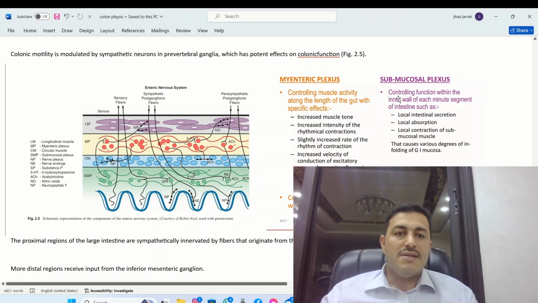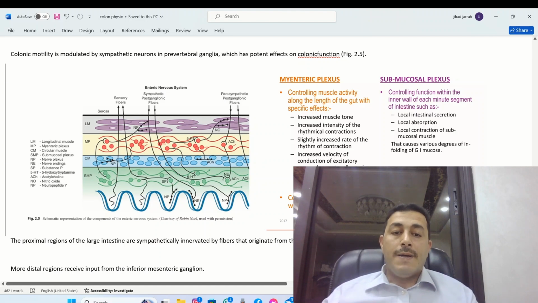Let's see, submucosal plexuses or Meissner plexus, controlling function within the inner wall. It is in the submucosa. It is responsible for local intestinal secretion, local absorption, and contraction to a lesser degree at the submucosal level. While the mesenteric plexus or Auerbach plexus controls muscle activity along the length of the gut. It increases the muscle tone and the intensity of the contraction.